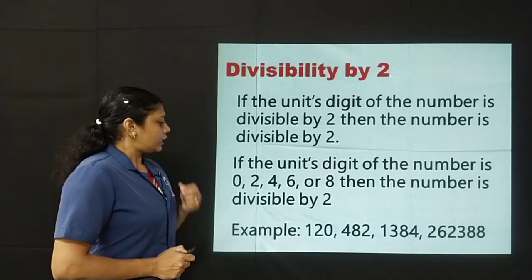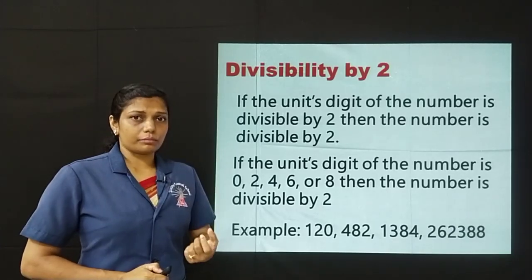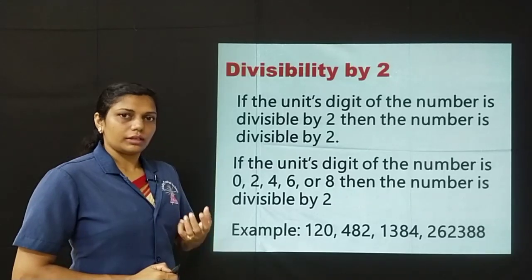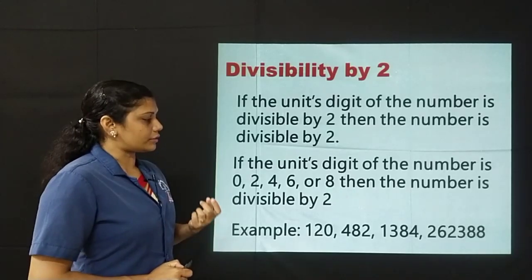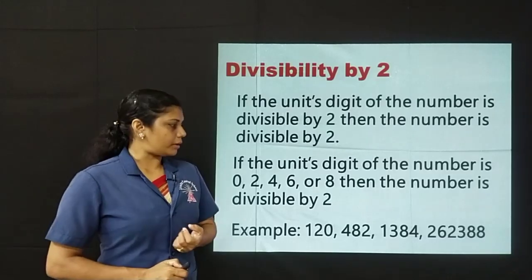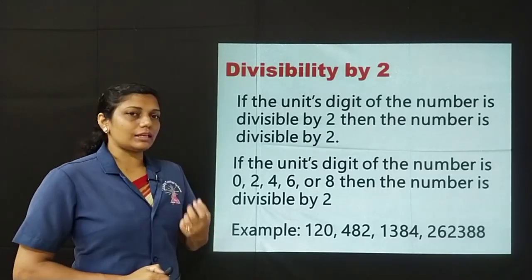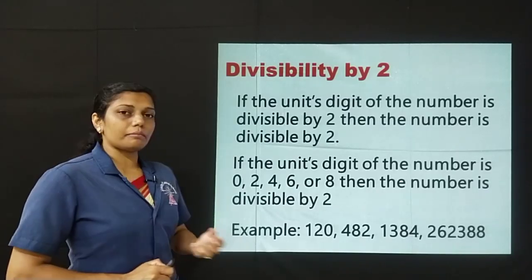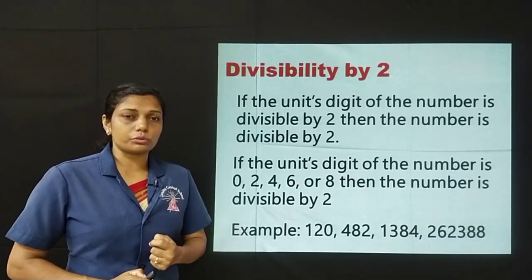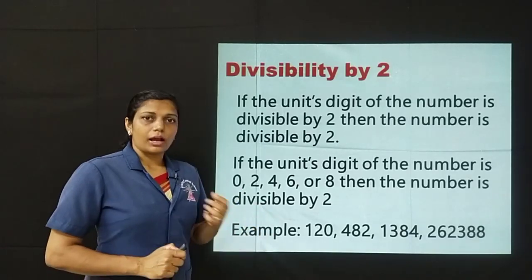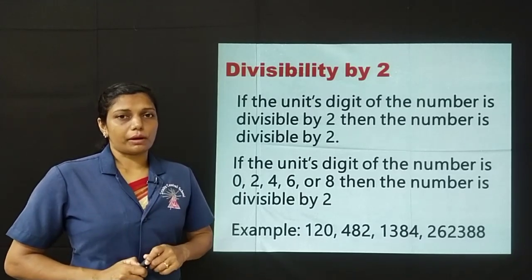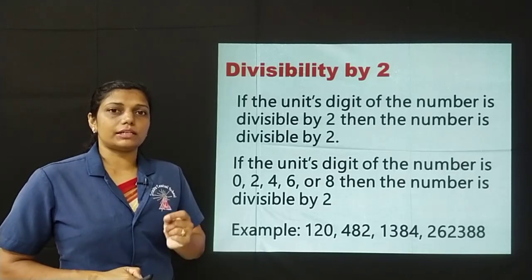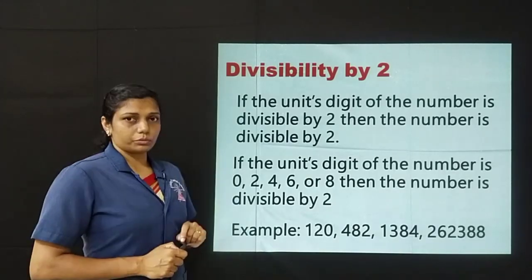For example, 120, it is an even number. It is completely divisible by 2. 482, even number. 1384, it is an even number. 2,62,388, this is also an even number. So these are the numbers which are exactly divisible by 2. Even before I divide them, I can tell that they are divisible by 2 because they are even numbers. That is the divisibility test by 2.